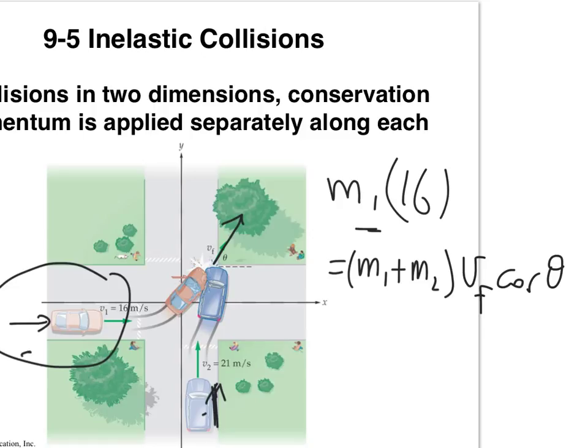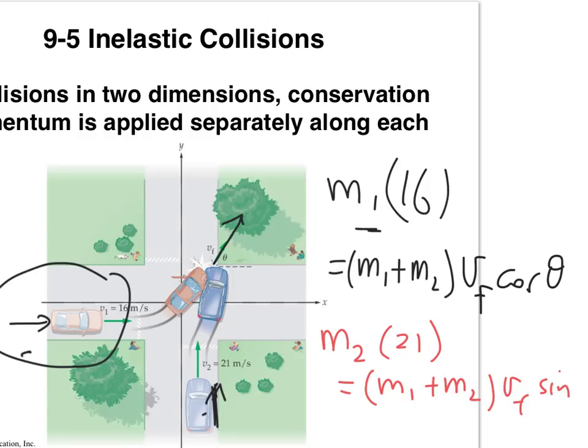You do the same thing for the y component, which I'm going to do quicker. The y component would just be m2 times its velocity, which is positive, it's upwards. This must be equal to m1 plus m2 times v sub f. The y component would be sine theta. Now, if I give you the masses of the cars, so m1 and m2 are known, the unknowns would be the final velocity and the angle.